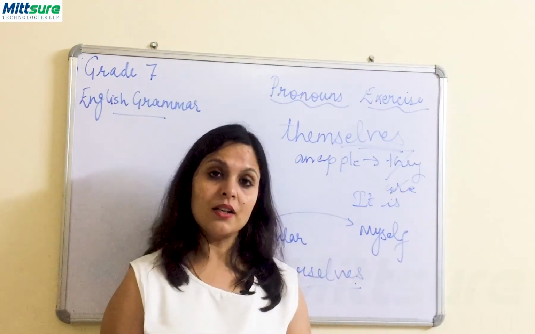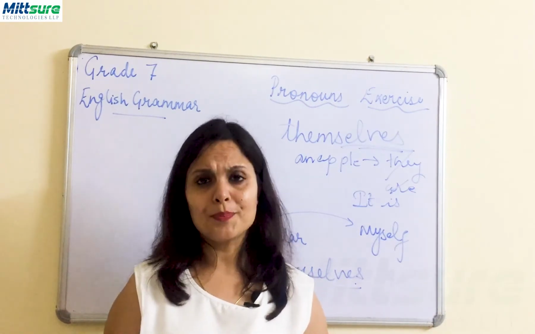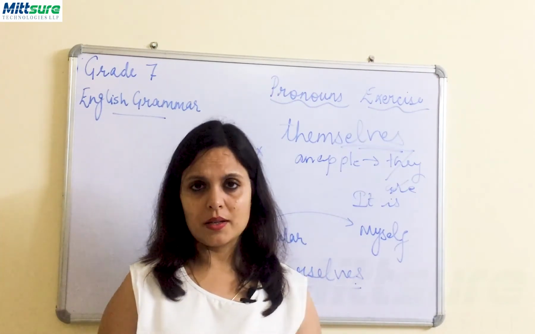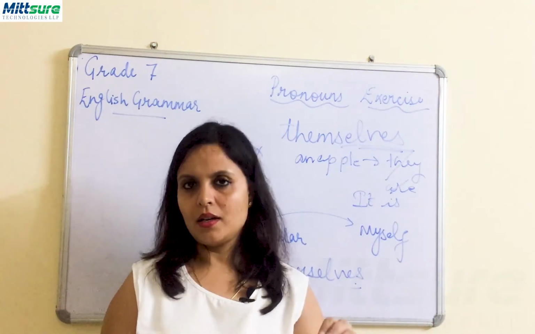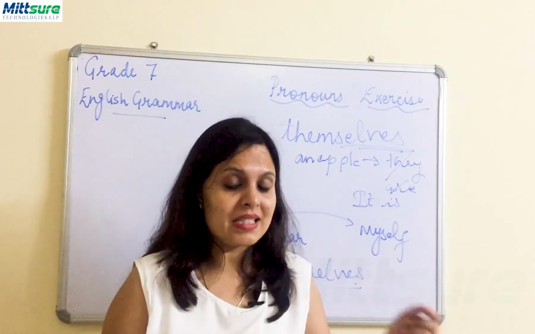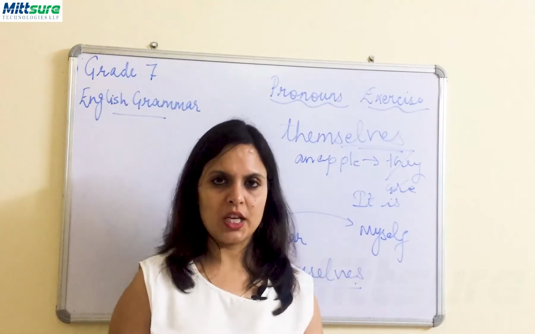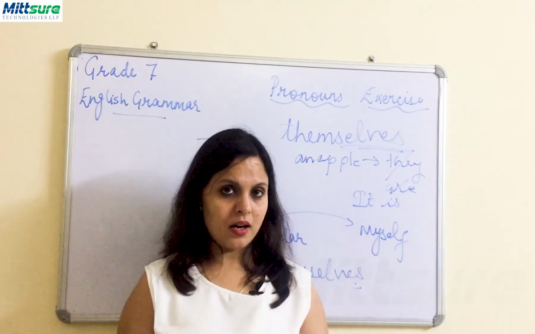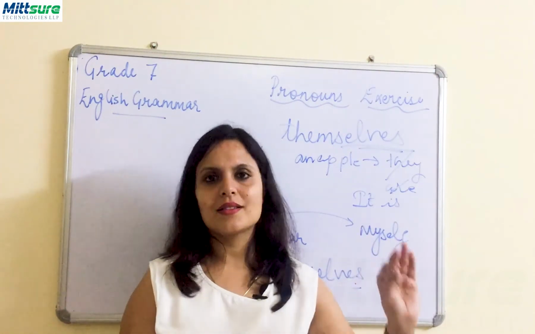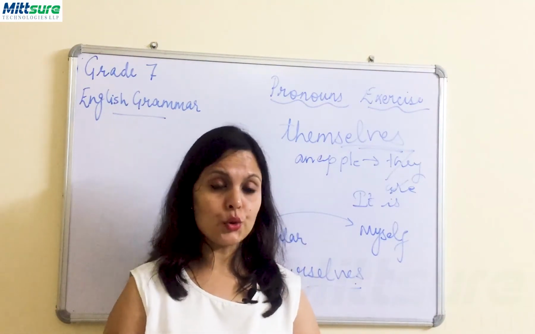Now the third one. The flowers are still fresh. I plucked them last night. So how can you convert these two sentences into one simple sentence using one relative pronoun? You can say, the flowers which I plucked last night are still fresh, right? Which is actually used for things. So how will you write? The flowers which I plucked last night are still fresh. Simple as that, right?